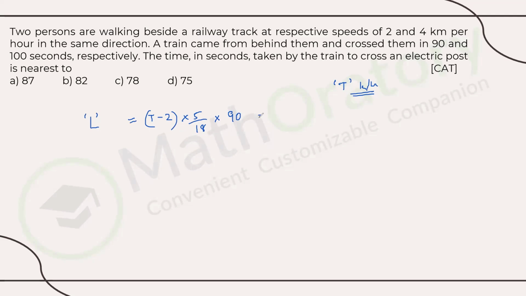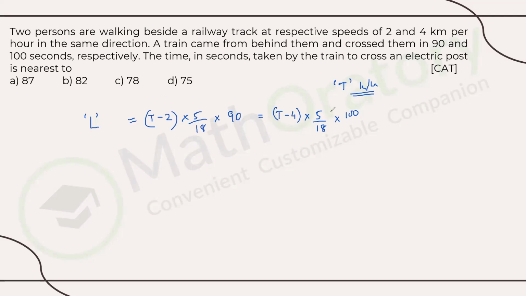Same thing for the second man. For the second man, the train covers with a speed of T minus 4 km/h converted to meter per second and crosses him in 100 seconds, right? So this should again be the length of the train. So these two things are equal, right? So all you have to do is solve for this.